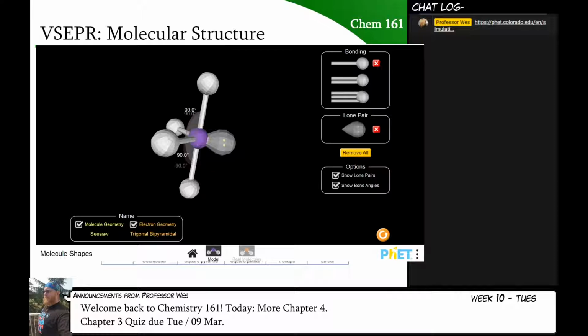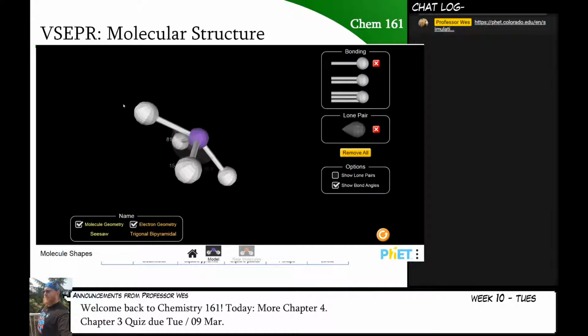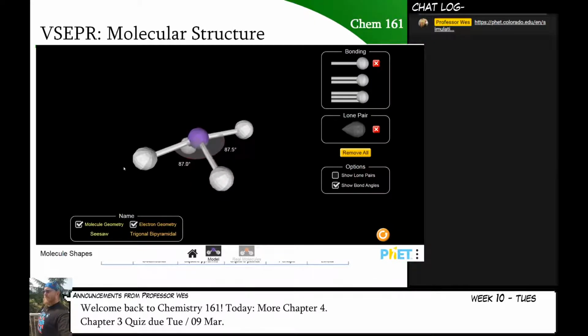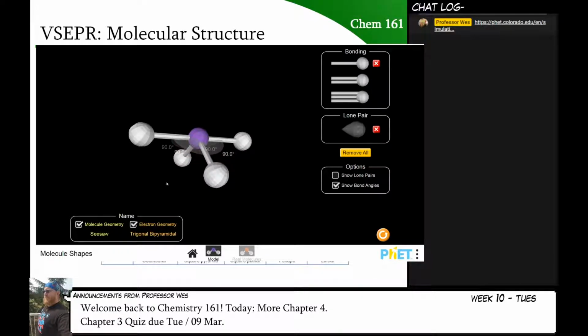Now, the shape of this is called seesaw, because if I do this and I turn it sideways, and I do it carefully enough, now it looks kind of like a seesaw, I guess. I don't know. I'm trying to make it seesaw. Does it look like a seesaw? Chemists are dumb. We're not great with names, sorry.